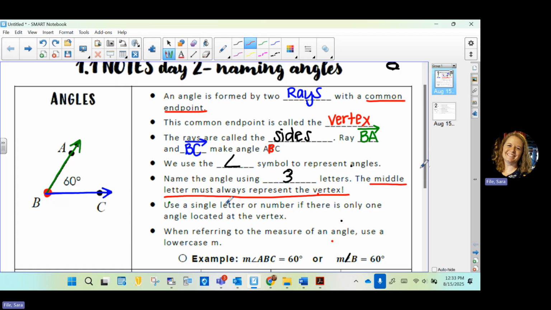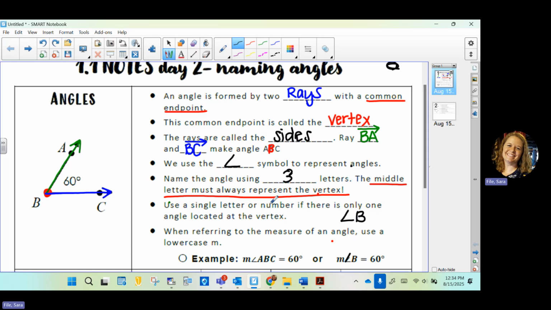You can use a single letter or a number if there is one at the vertex. If there's no other angle, angle B would be acceptable here. You don't have to use A and C. You could just say angle B because there's no other angle here with B as the vertex. Now, when we start having intersections and there are multiple angles there, we can't do that. But if it's just a single angle drawn like this, you could name this angle B.